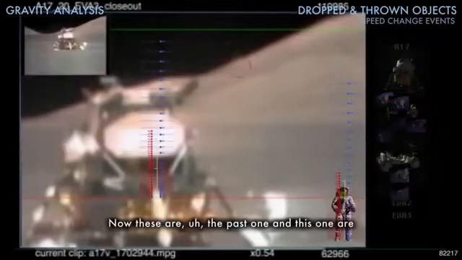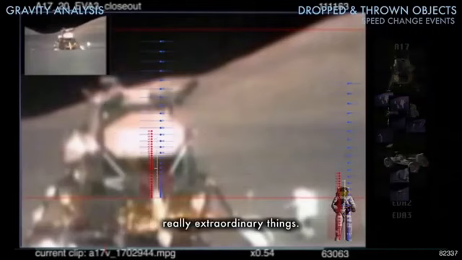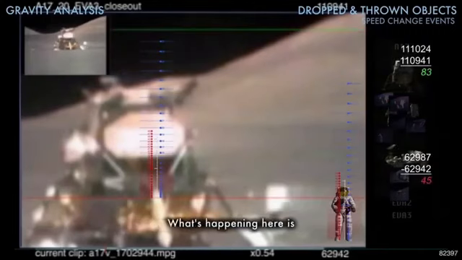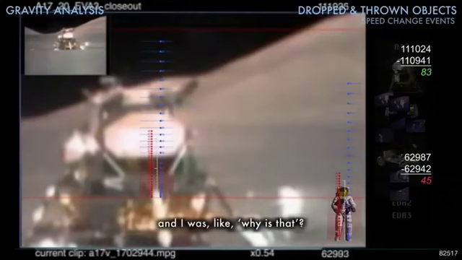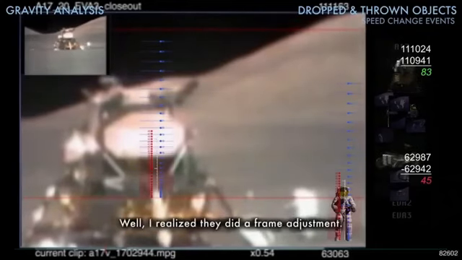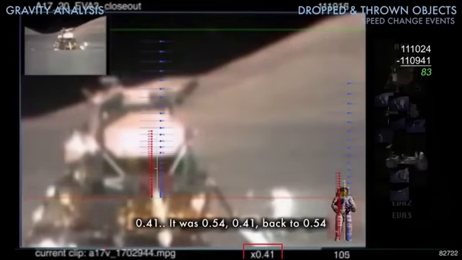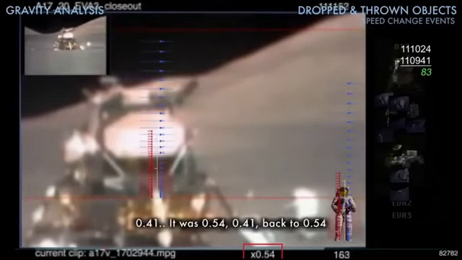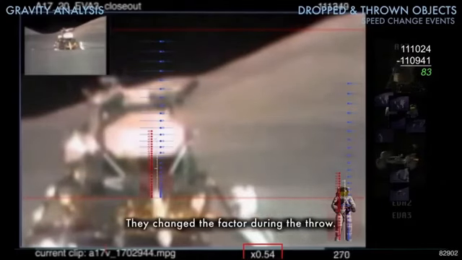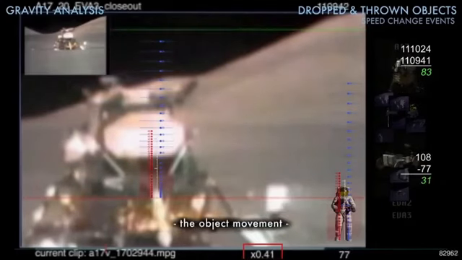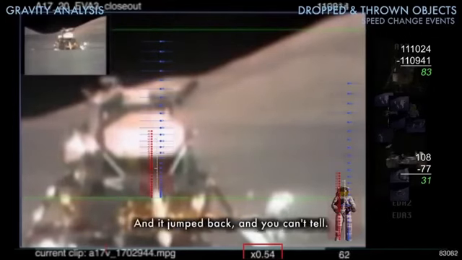Now the past one and this one are really extraordinary things. What's happening here is that it's wrong in my footage. And it was like, why is that? Well, I realized that they did a frame adjustment. Notice the factor change at the bottom. 0.41, it was 0.54, 0.41, back to 0.54. They changed the factor during the throw. The object movement simulates the moon, the proper speed, and it jumped back, and you can't tell.